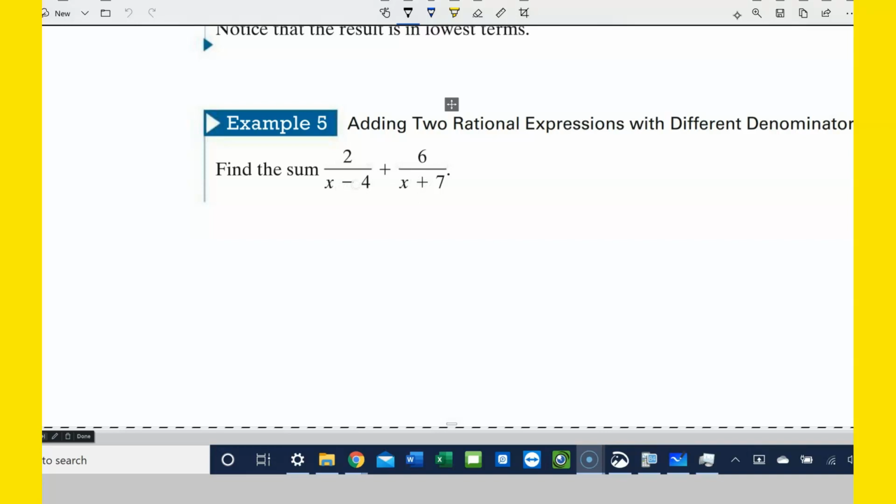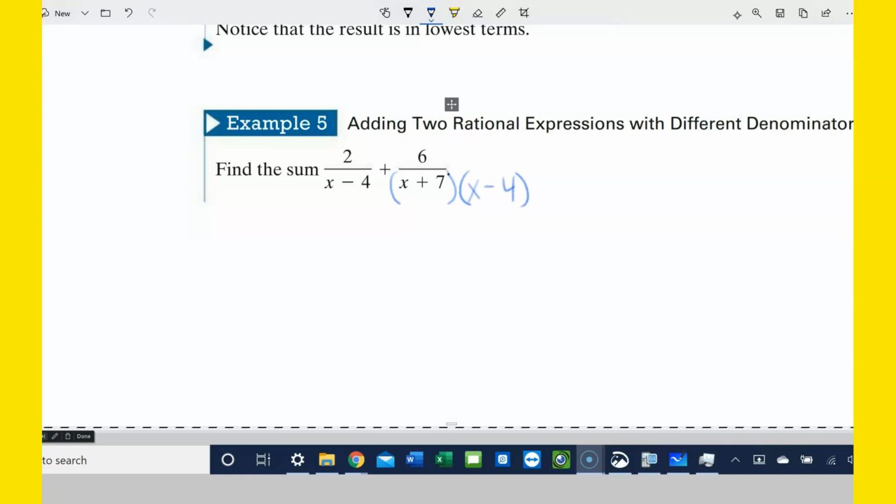What I'm thinking here is I've got x minus 4 here, I've got x plus 7. How can I make them be the same? The only way I can make those things be the same is to multiply them by each other. I'm going to multiply the x plus 7 by the x minus 4, and then I have to do the same thing to the top. And I'm going to multiply the x minus 4 times x plus 7, and do the same thing to the top. So now on the bottoms of these fractions, I've got the same thing. I've got x plus 7 times x minus 4 on both denominators.